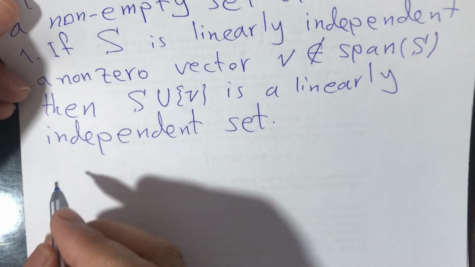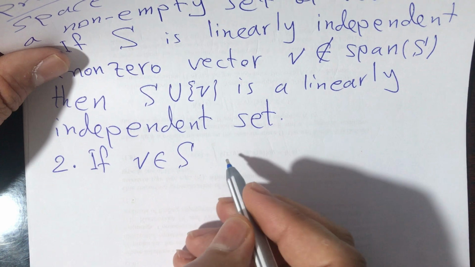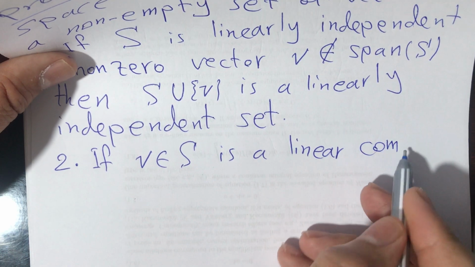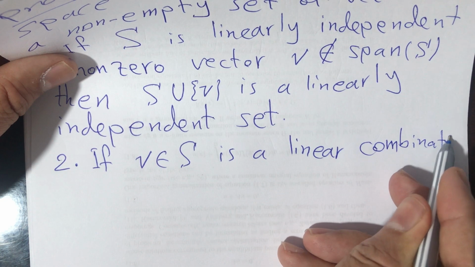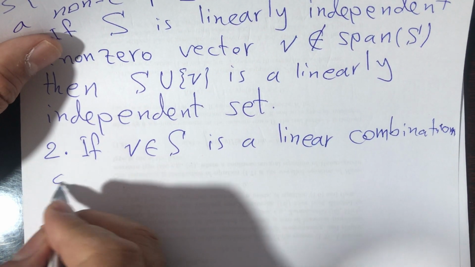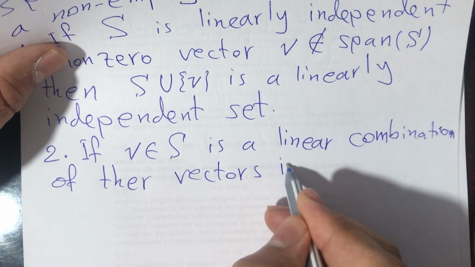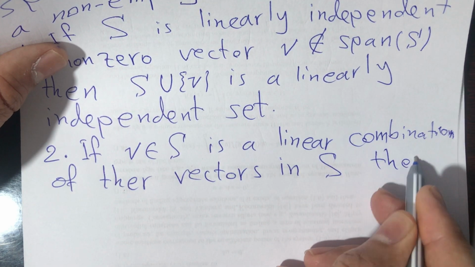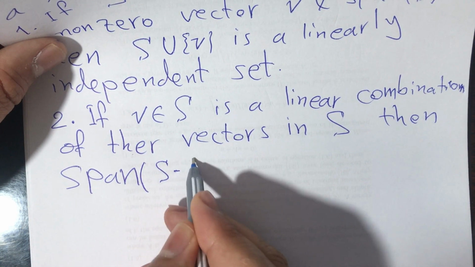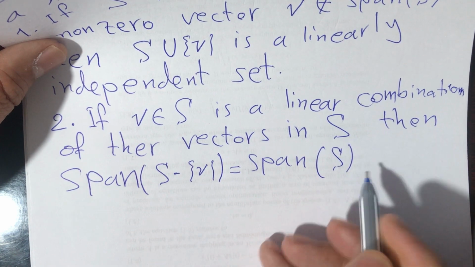And number two, if v belongs to S and is a linear combination of other vectors in S, then span(S minus {v}) is equal to span S.